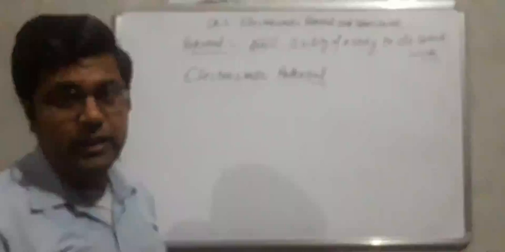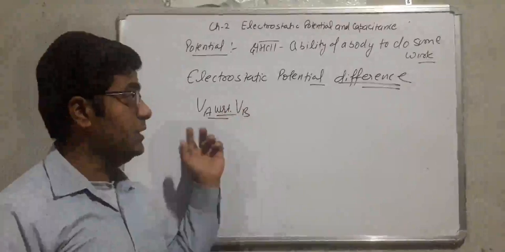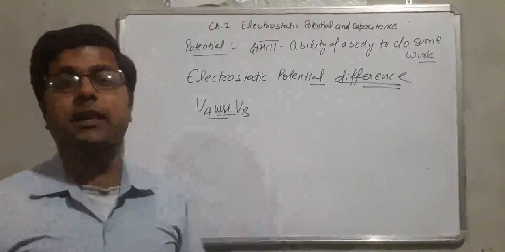And if I am going to tell you about electrostatic potential, in this case we are going to compare electrostatic potential. We are going to calculate electrostatic potential difference, meaning potential of a body A with respect to potential of body B. So this comparison process is known as electrostatic potential difference. The ability of charged particle 1 with respect to charged particle 2. So this comparison gives us an idea about electrostatic potential difference.